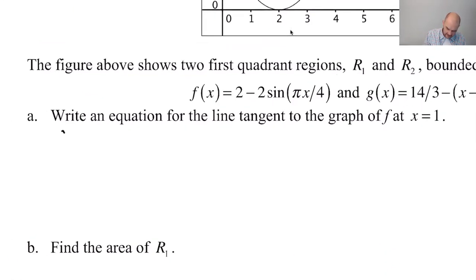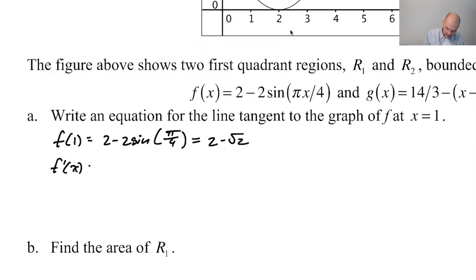So I need to know f of 1, which is 2 minus 2 sine of pi over 4. Sine of pi over 4 is root 2 over 2, so 2 times that is just root 2. f prime is going to be the derivative. The derivative of sine of pi over 4x is pi over 4 cosine of pi over 4x, but then times negative 2. So negative pi over 2 cosine of pi over 4x.